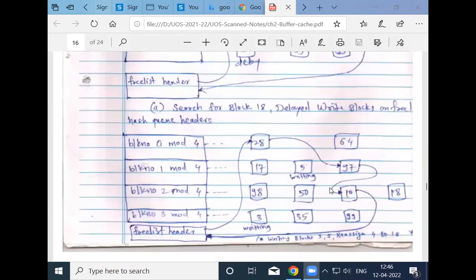So if you are looking over here, in the second diagram, what have we done? We started writing of 3 and 5.